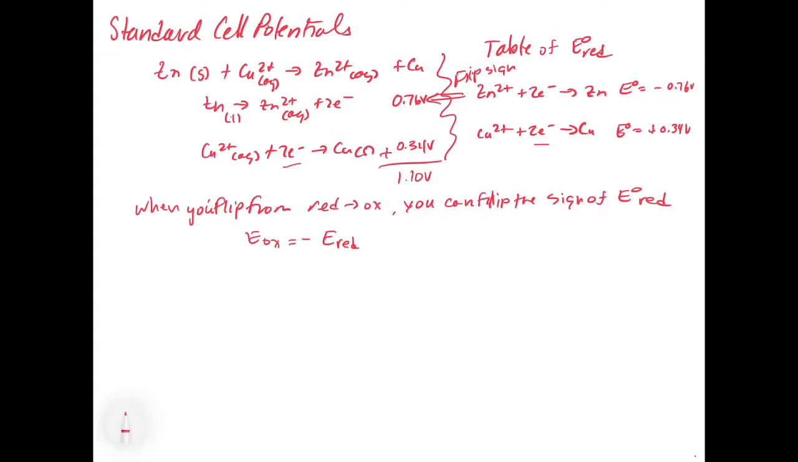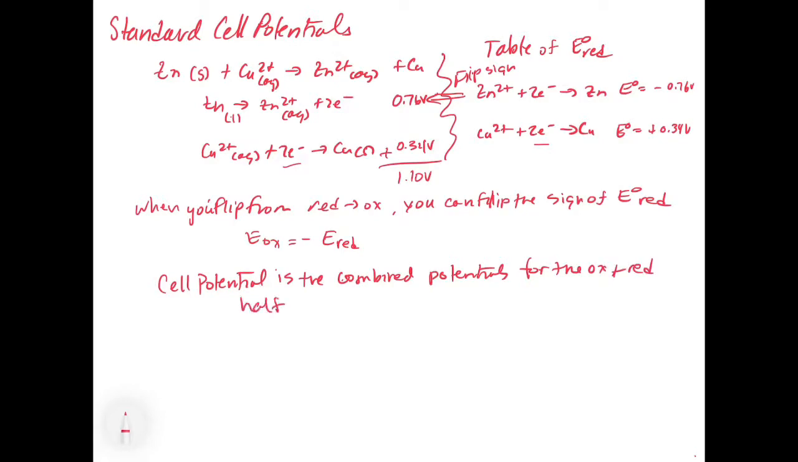So what you can say for the cell potential then is that the cell potential is the combined potentials for the oxidation and reduction half reactions. So we can say that E cell is equal to E red plus E ox. And that's exactly what we did here. We flipped around the oxidation potential and we got 0.76 volts, and then that's how we get our cell potential.